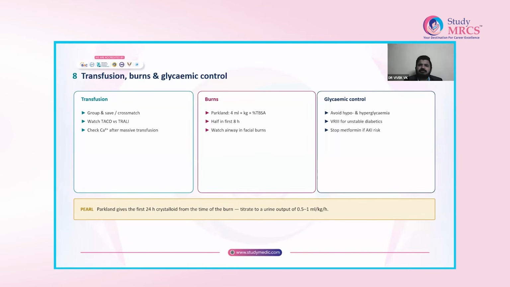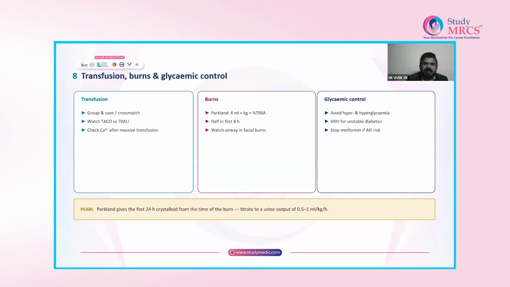In glycemic control, you have to avoid hyperglycemia. You may have to stop the metformin if the patient is at risk of acute kidney injury. If you are planning for surgery, you have to change the oral hypoglycemic to insulin.